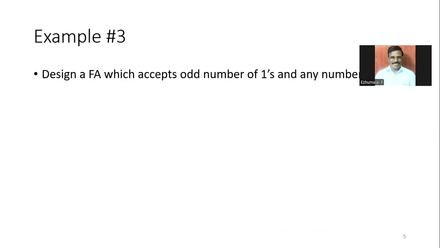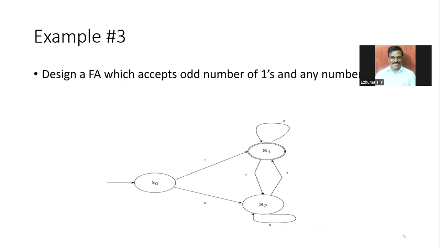Example 3. Design a finite automata which accepts an odd number of ones and any number of zeros. Let us see that. S0 is the starting state. If we are giving 1 as input, it goes from S0 to S1. S1 is the accepting state. If we are giving 0, S1 to S1 is repeated, a self-loop. Again, if we are giving 0 in S0, it goes from S0 to S2.